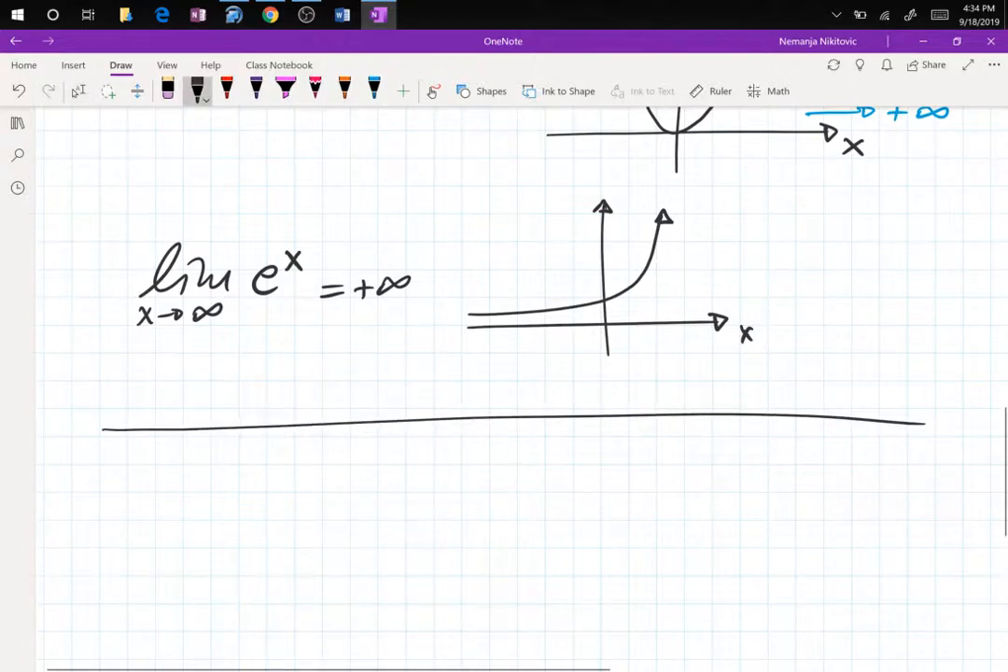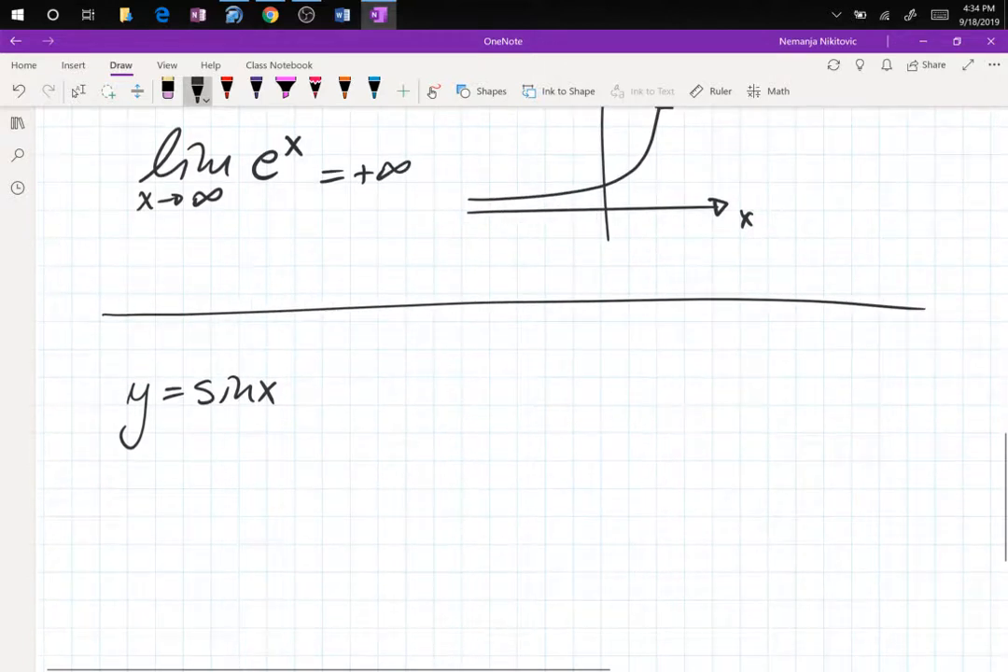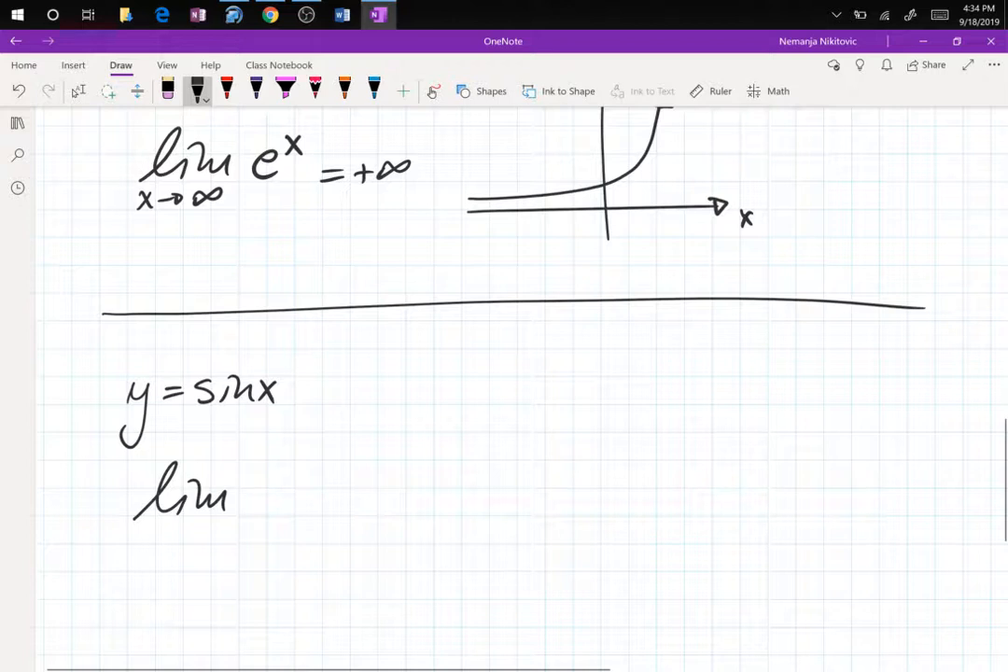Let's consider sine x as a function. So y equals sine x. You can do cos. You can do any trig function. All of them fit in this scenario. What is the limit of sine x as x goes to infinity?